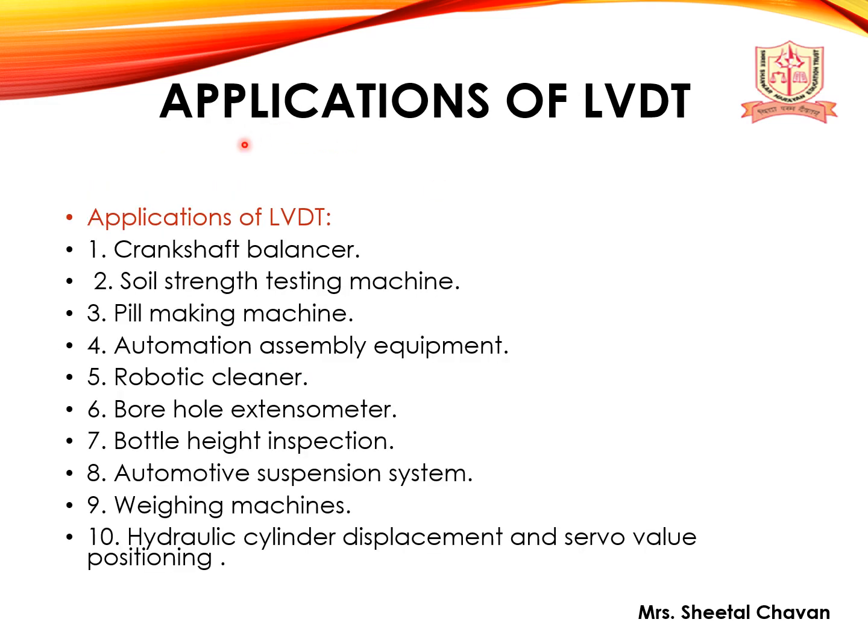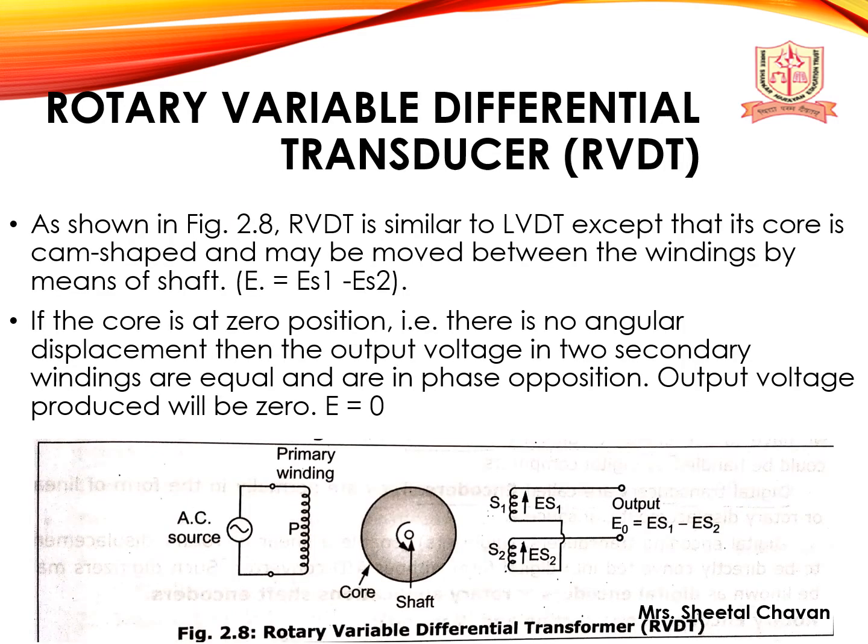Now let's see the applications of LVDT: crankshaft balancer, soil strain testing machine, pill making machine, automation assembly equipment, robotic cleaner, borehole extensometer, bottle height inspection, automotive suspension system, weaving machine, hydraulic cylinder displacement, and servo valve positioning. The next point is the rotary variable differential transformer, RVDT.